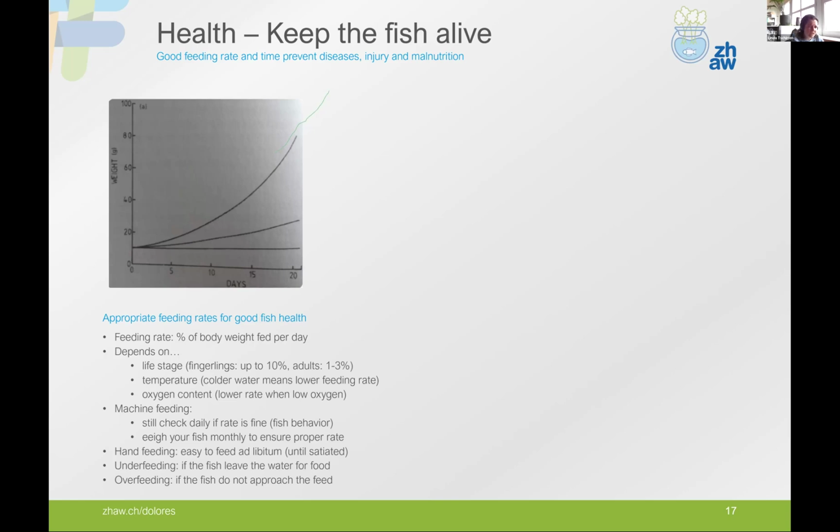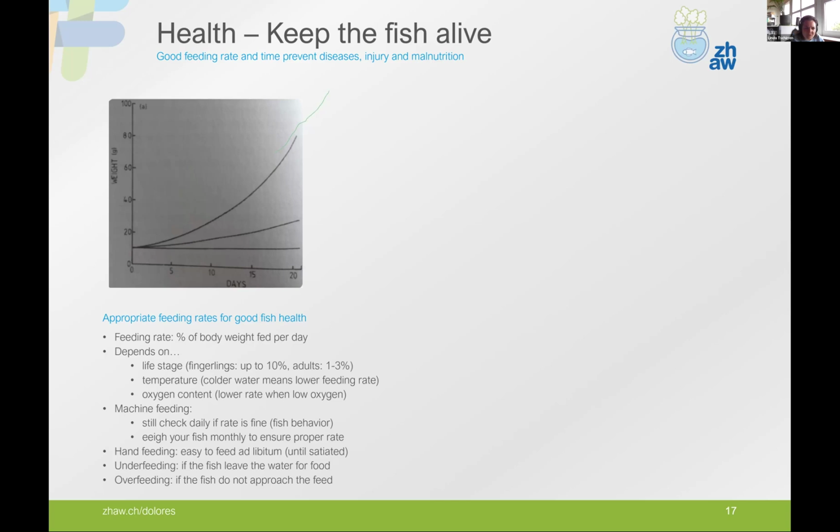Have in mind that these numbers depend on temperature. Colder water means a lower metabolism and therefore also a lower feeding rate. And it can depend on the oxygen content. If you have problems with low oxygen, reduce the feeding a bit, because the fish will not have enough oxygen to do proper metabolism anyway, and you put additional strain on the water quality if you feed too much. If you have an automated feeder, still check it daily. I cannot tell you how many times our feeder gets stuck or clogged, so make sure that you feed the fish every day.